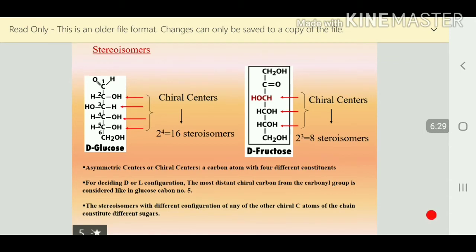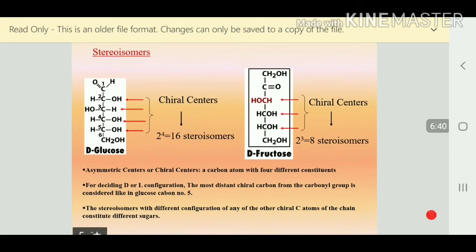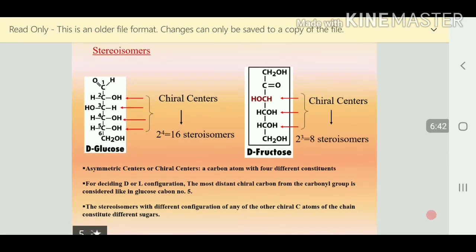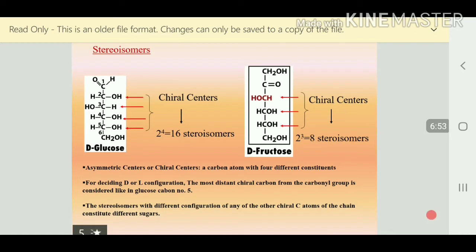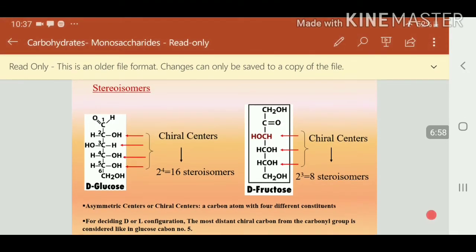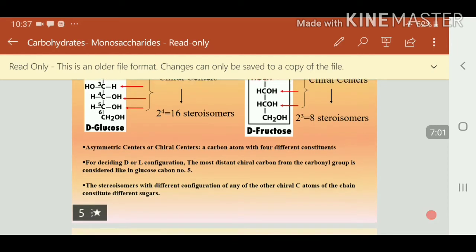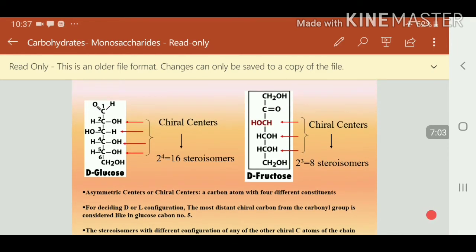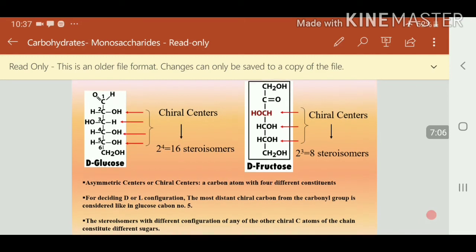Remember, it is the configuration of carbon number 5, which is the most distant asymmetric carbon atom from the carbonyl group, that is carbon number 1. Here in glucose, since it is an aldo sugar, there are 3 other asymmetric carbon atoms, and hence 8 stereoisomers are possible. The stereoisomers with different configurations of any of the other chiral carbon atoms of the chain constitute different sugars.